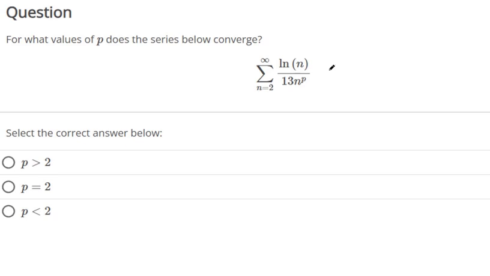So one thing we can say right off the bat is that this is always smaller than n over 13 n to the p, right? Because, like, we start off with n equals 2, 2 is bigger than natural log 2. So this expression is always bigger than this expression. And then we know that this, through algebra, is equivalent to this.